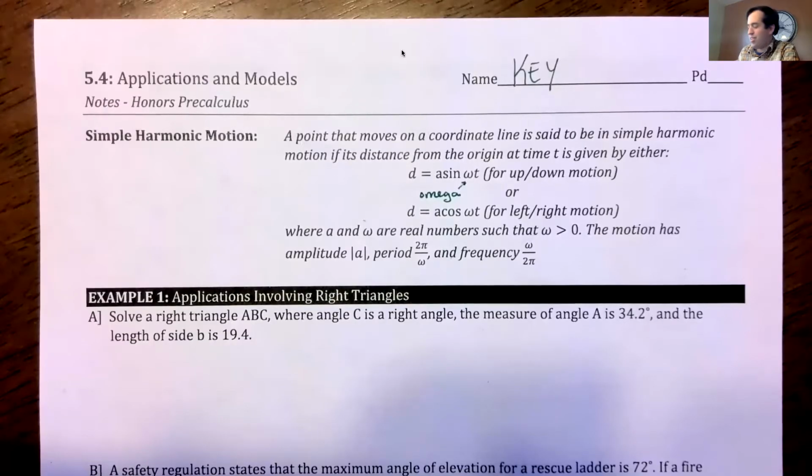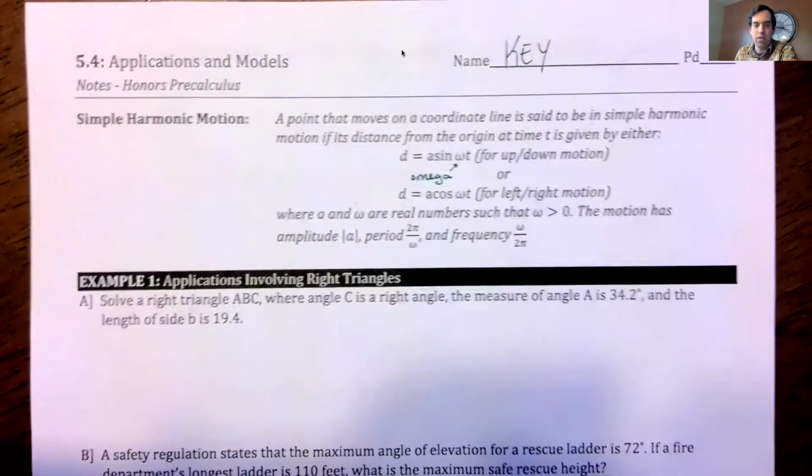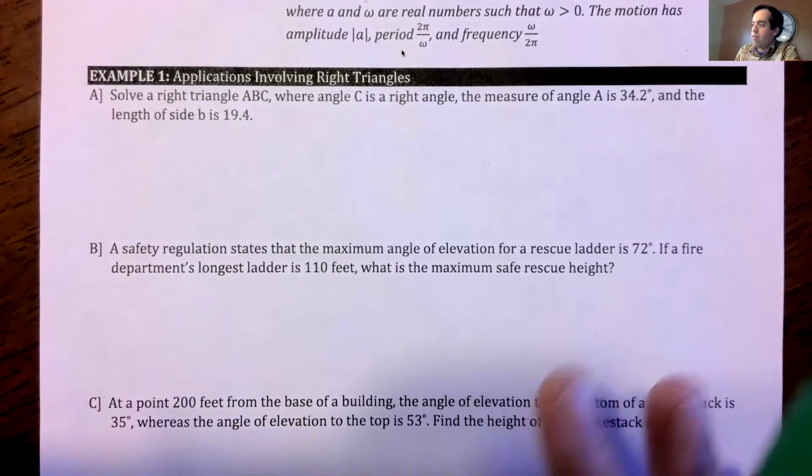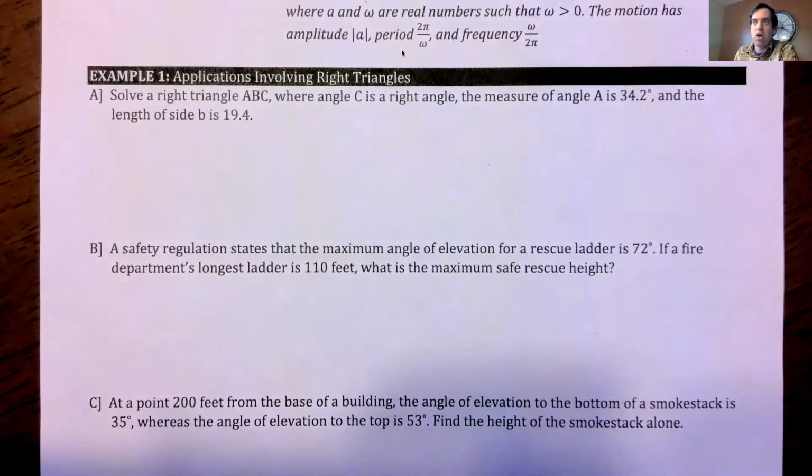All right, so here are the notes. You can see at the top, we have the definition for simple harmonic motion. We're going to come back to this when we get to the second set of examples. For now, we're just going to look at applications involving right triangles. And this should, for the most part, feel like review because we've talked about all this before.